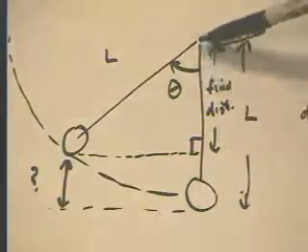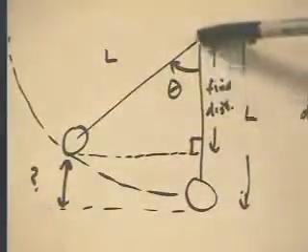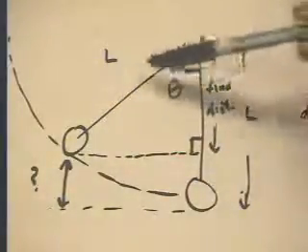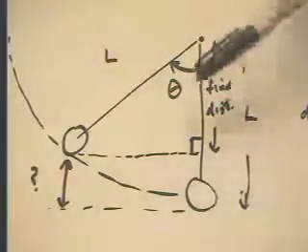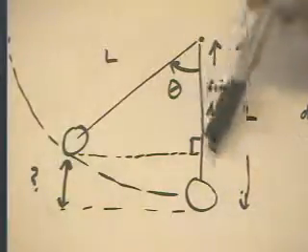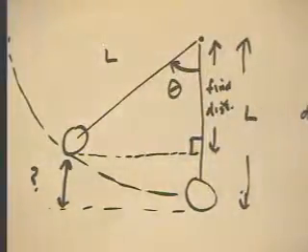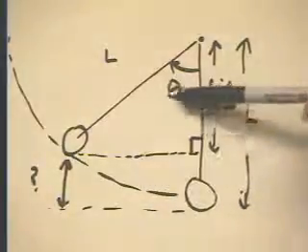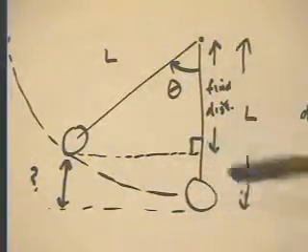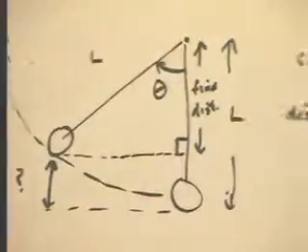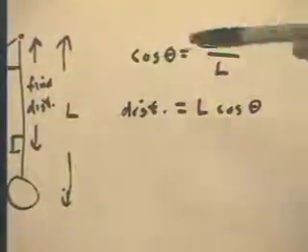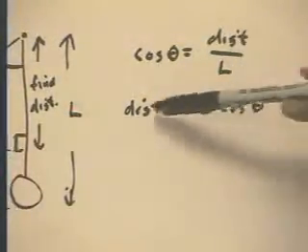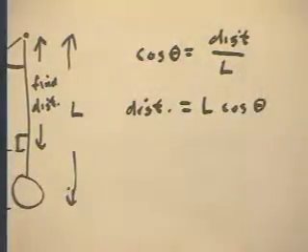Okay, so in any case, if L is the hypotenuse, then this distance is L times the cosine of theta, isn't it? Because this is the side adjacent to the angle, this is the side opposite. This side will be L times the sine of theta. This side will be L times the cosine of theta. So we can see that the cosine of theta is distance over L. Distance is L times the cosine of theta.